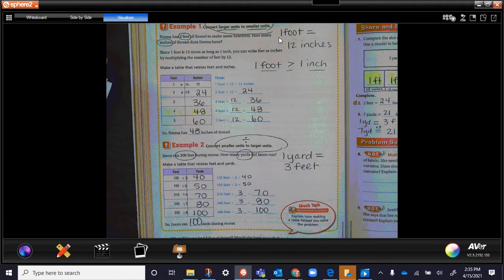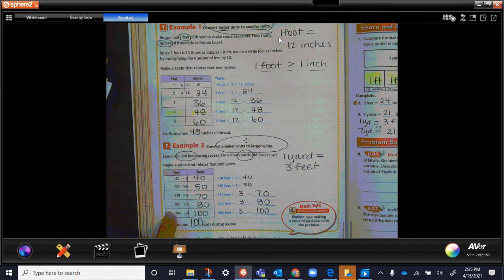Here we used a table again. They just gave us some different feet, so we use that rule of dividing by 3. When we got to 300, we divided that by 3 and got 100. So if he ran 300 feet, that's the same as running 100 yards. So pause that, make sure you get that.